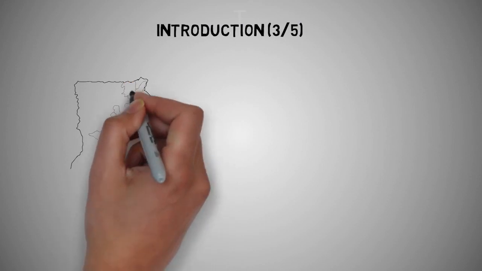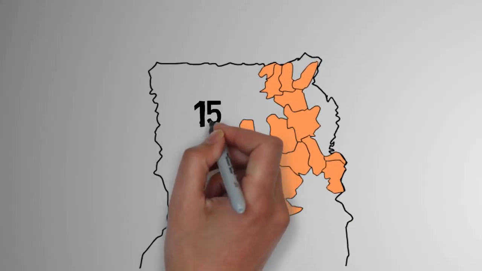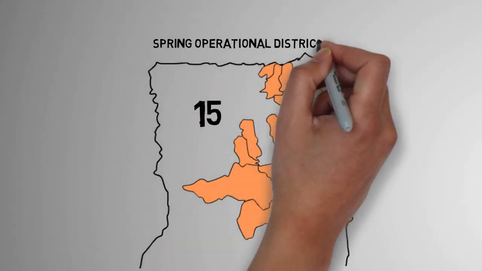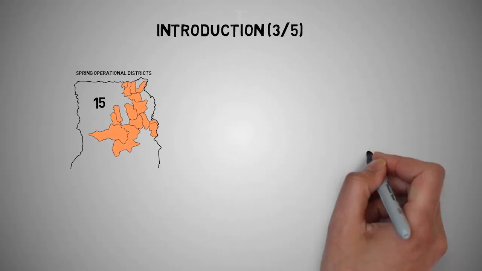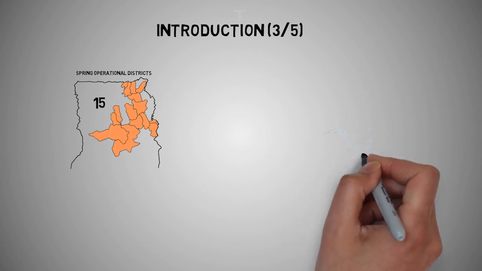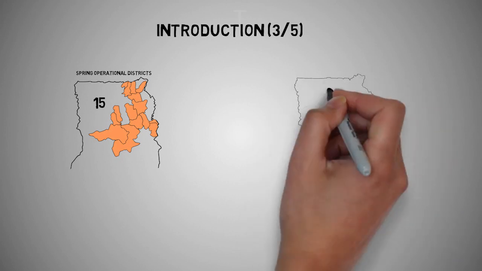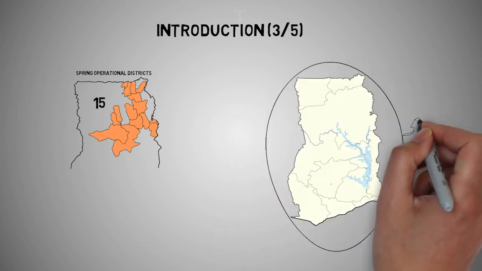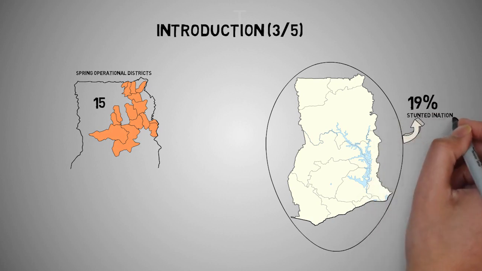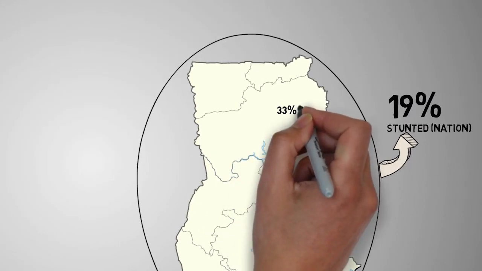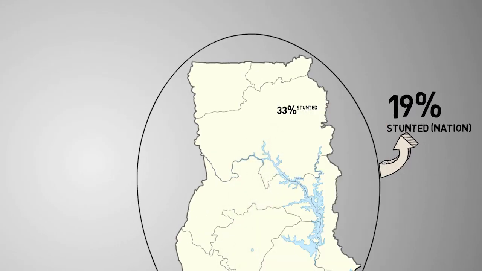So, what is the problem? Well, since 2014, Spring has worked in 15 districts in the Upper East and Northern region of Ghana. Despite the recent progress in health and nutrition indicators throughout Ghana, regional disparities remain, especially in Northern Ghana. According to the 2014 Ghana Demographic and Health Survey, about 19% of children nationally are stunted. In the northern region, the situation is even more severe, with about 33% of children stunted.